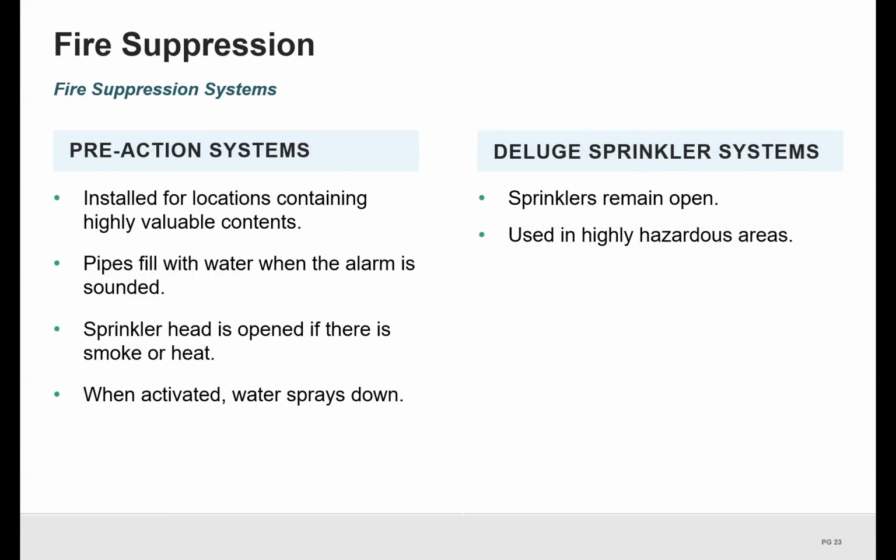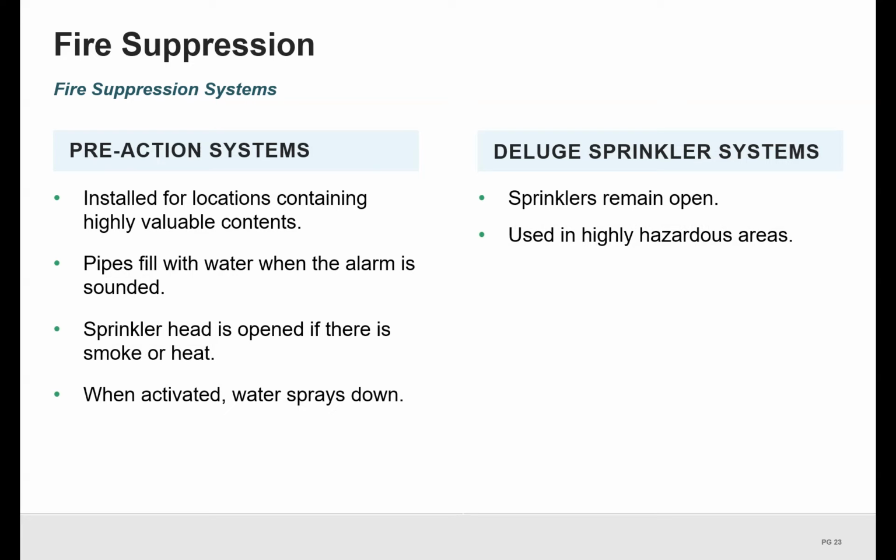Pre-action systems are installed for locations containing highly valuable contents that accidental water discharges, such as computer rooms and high-tech facilities, would destroy. Pre-action systems are attached to a piping system containing air, which may or may not be under pressure. The pipes fill with water when this first alarm is sounded, then the sprinkler head is open, discharging water if there is smoke or heat in the sprinkler head.